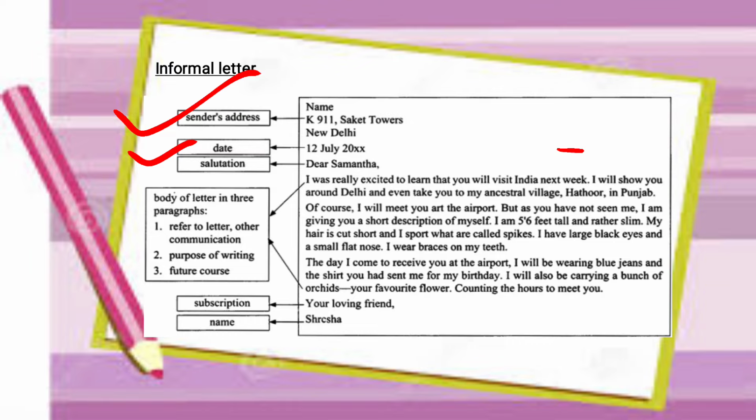All right. So here you can see the subscription is written, your loving friend. You have to end the letter like this. That is a kind of informal letter. So you have to write here your loving friend, and then you write your name. I think it's clear to all of you.